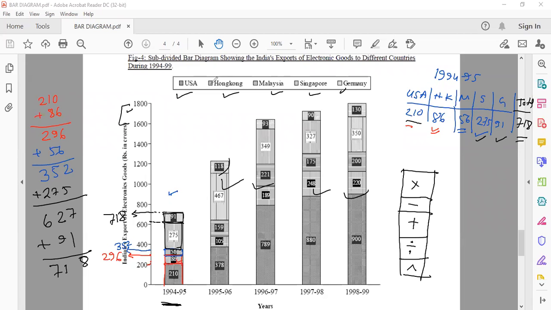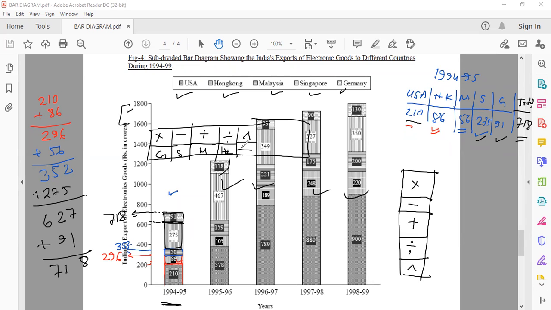And I use the notation symbols like this. Multiplication means Germany, and minus symbol means Singapore. Then plus symbol means Malaysia. Then division symbol implies Hong Kong. And then last, the power symbol means USA. So I think it is the easiest shading technique. No need to use this complex type of shading.